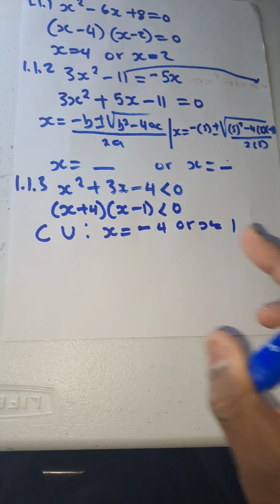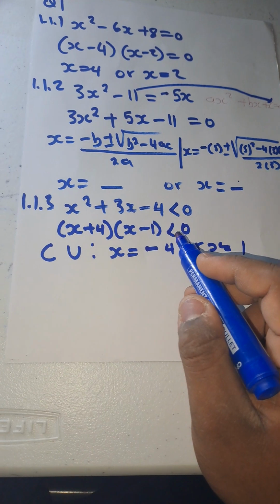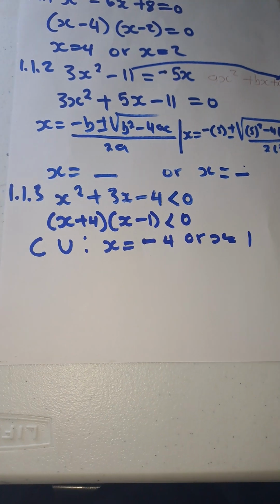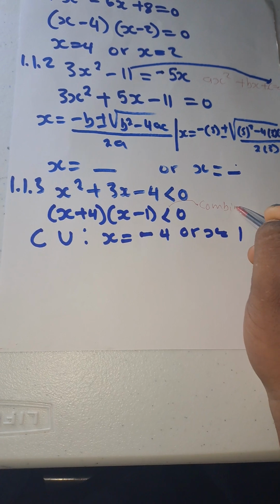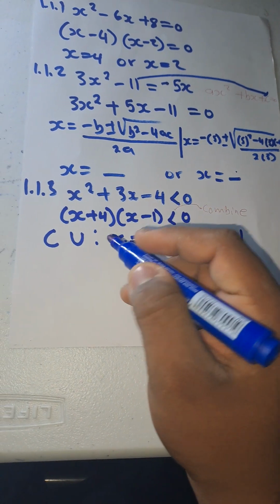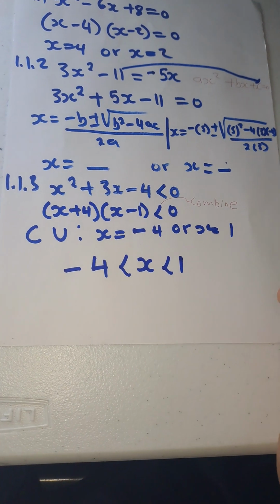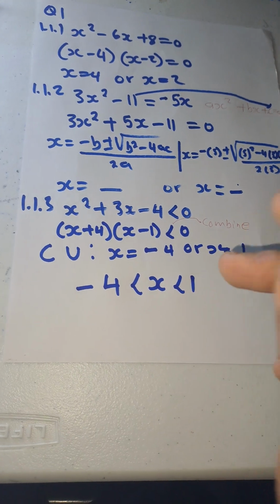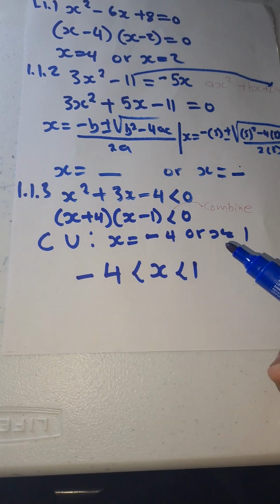So now let's represent them in inequality form. Since it is less than 0, it basically means you are going to combine. Remember what I said in that video for inequalities: when it is less than 0, you combine the critical values. You start with the smallest number and then the biggest number. So it will be minus 4 less than x less than 1. See, you are done. Just like that. This thing has a mark. Sometimes it is 5 marks: 2 marks for this, 1 mark for this, and then one mark for this.